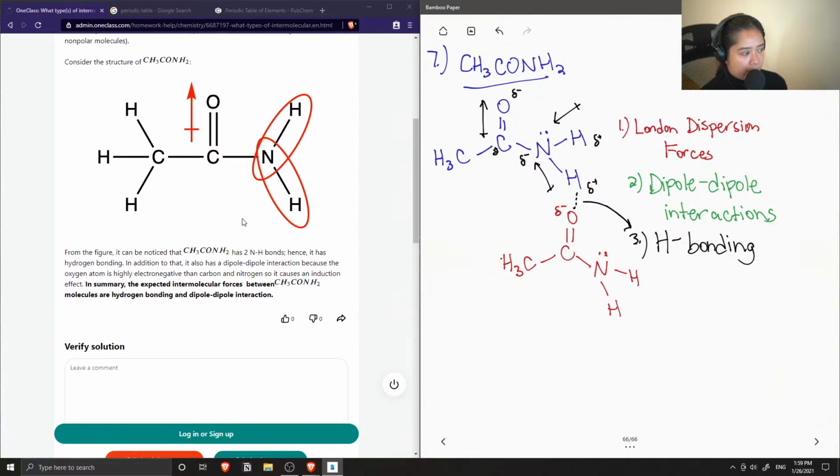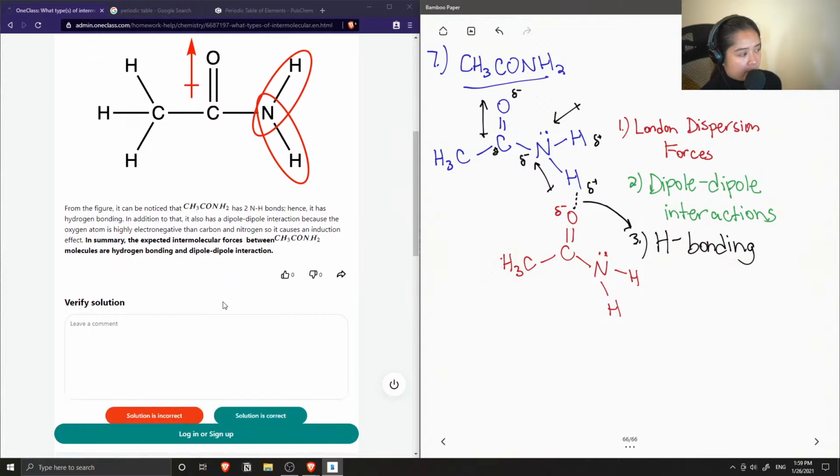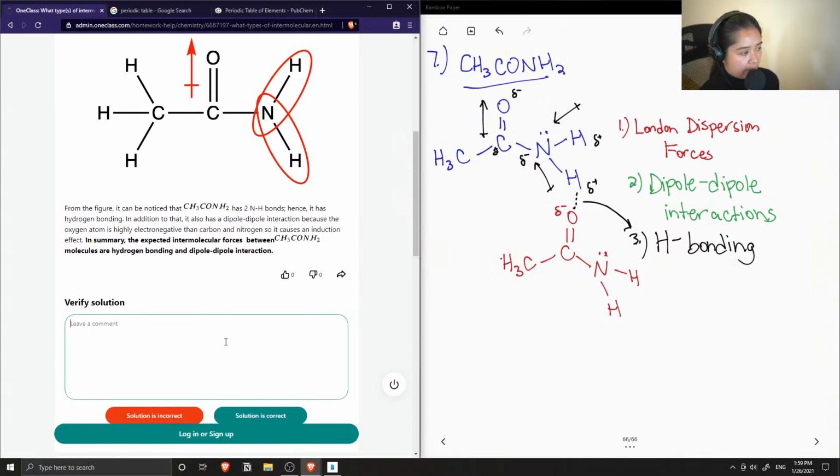Okay, so they drew out their structure and showed that this molecule has 2 NH bonds, hence it has hydrogen bonding. In addition to that, it also has dipole-dipole interaction because the oxygen atom is more electronegative than the carbon and nitrogen, so it causes an induction effect. In summary, the expected intermolecular forces between these molecules are hydrogen bonding and dipole-dipole interactions. Yep, so this solution is correct.